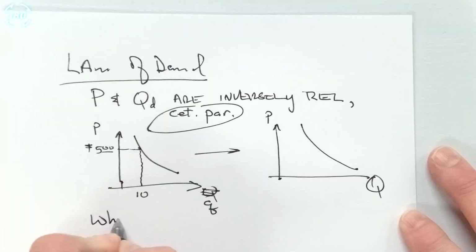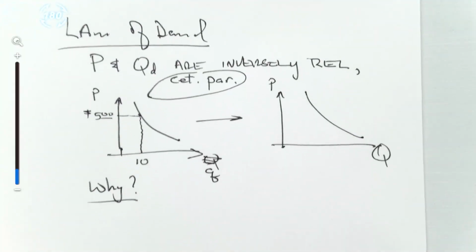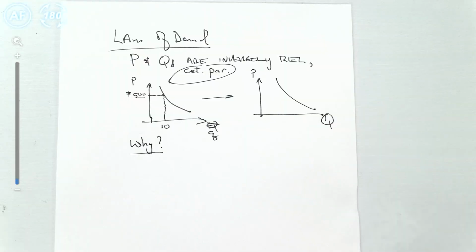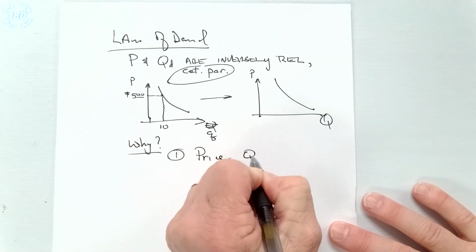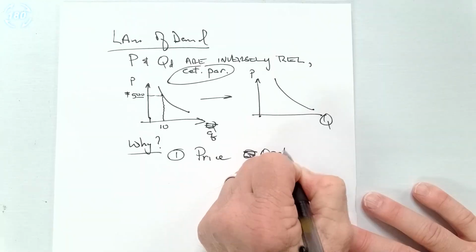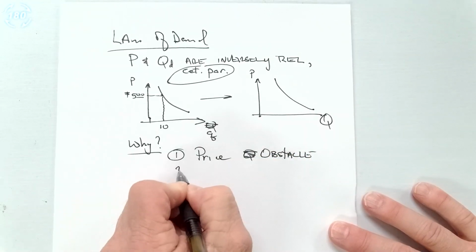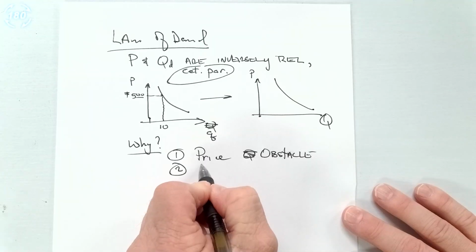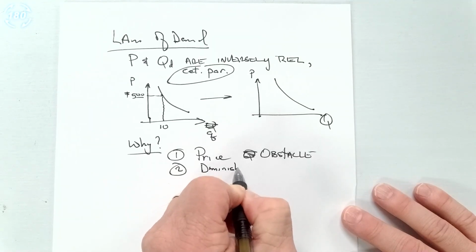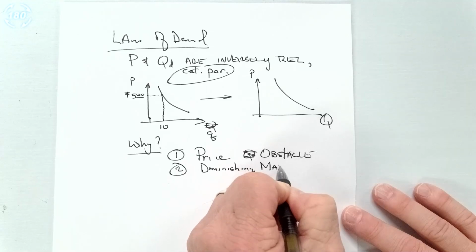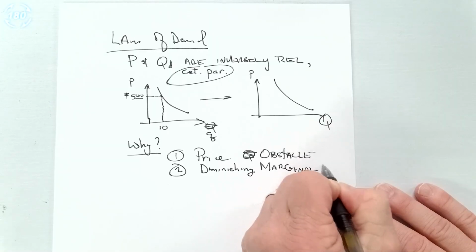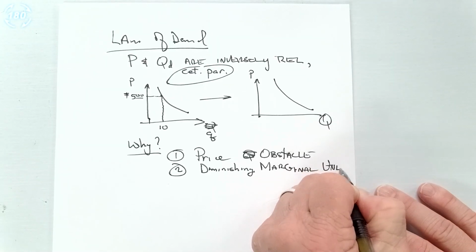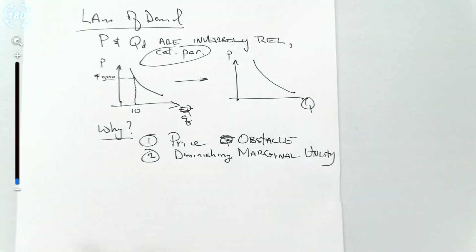Okay, so why the law of demand? Why is there this negative relationship between prices and quantity demanded? And so be sure you remember these. We talked about, one, price is an obstacle. Obstacle, you've got to overcome that. Two, we talked about diminishing marginal utility. Without going back through this again, we were talking about how the second pancake is not as good as the first and so forth. Diminishing marginal utility, if you can read my writing today.